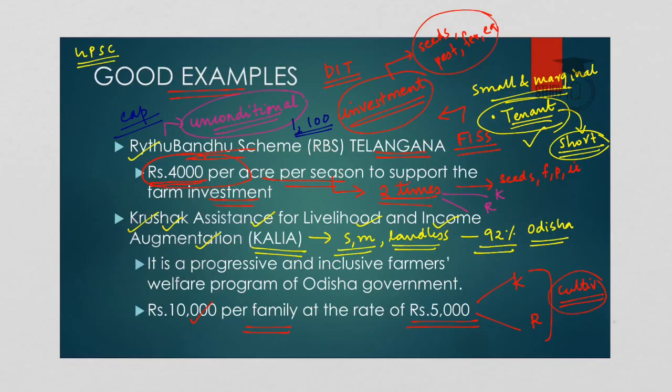Even though it's a general unconditional scheme, this scheme will especially benefit the scheduled caste and scheduled tribe households particularly. And along with the income support, it also provides insurance. The scheme includes a life insurance cover of 2 lakhs. This will cover both the cultivators and the landless agricultural laborers.